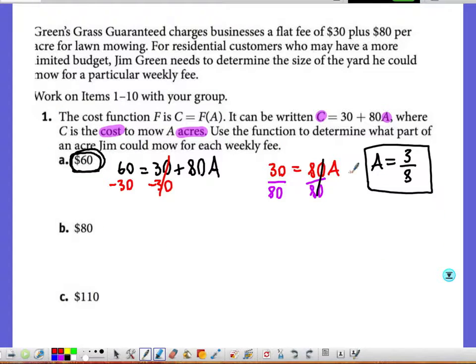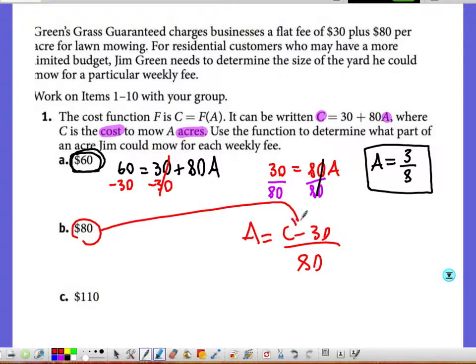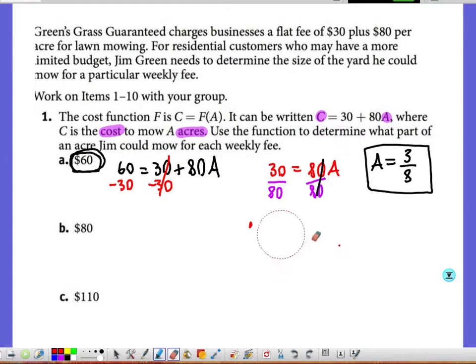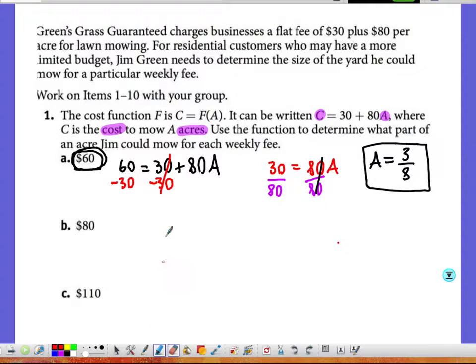a equals (c minus 30) divided by 80. What Jim can do is he can just plug in the cost now in for c, and that is going to give him how many acres is going to be the answer. So we can do that again with $60 here. So I'm going to take my function a is equal to (60 minus 30) divided by 80. Is that going to give me 3/8 again?